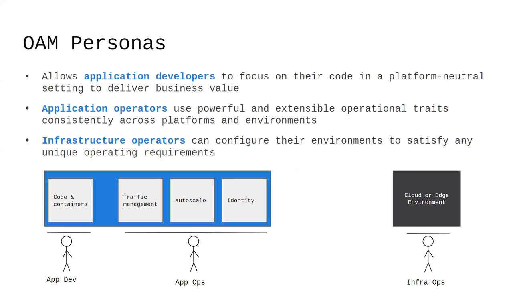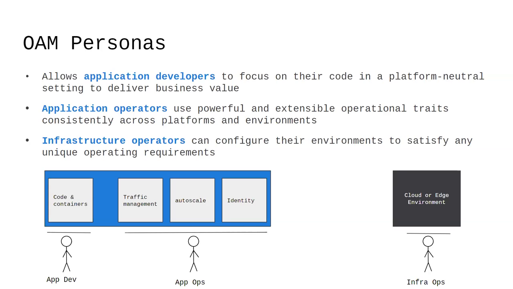So, who are we trying to cater OAM towards? We have three main personas. They don't necessarily need to be separate people. As I mentioned earlier, they could be one person doing it all, or it could be three separate roles.